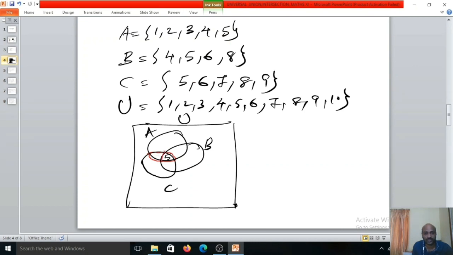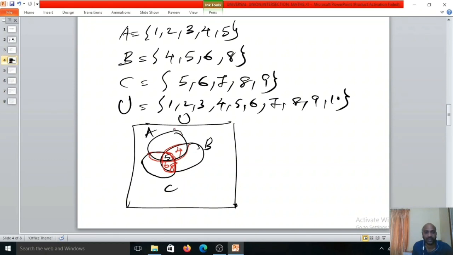Now consider this section. This one is common to A and B. So 5 already it is common. Then other element common to set A and B is 4. So you have to write 4 here. Now consider this section. This one is common region of B and C. Elements common to B and C are 5, 6 and 8. So 5 already it is here. So you have to write 6 8 in this section.